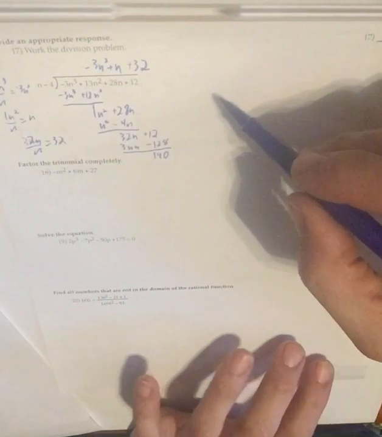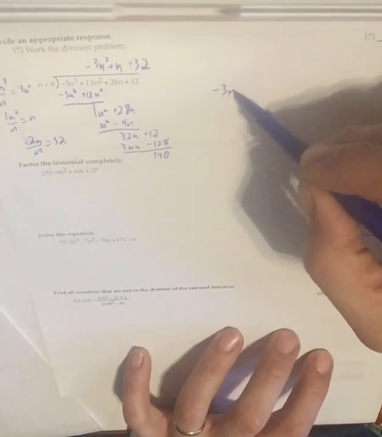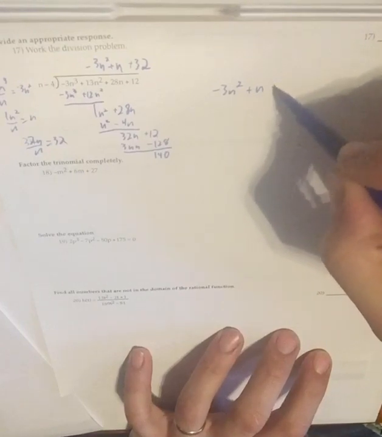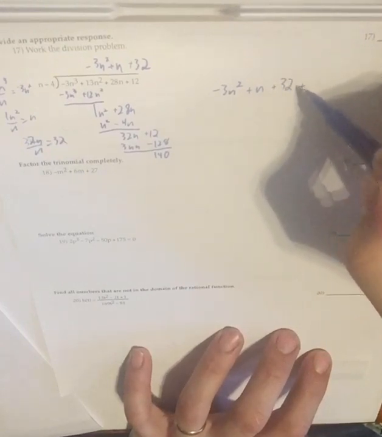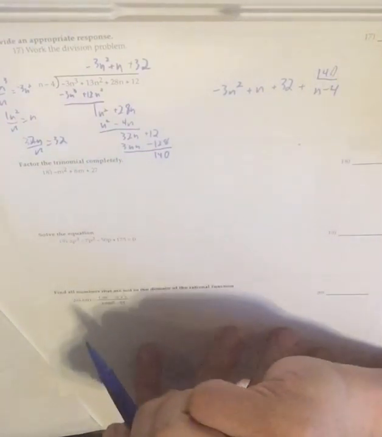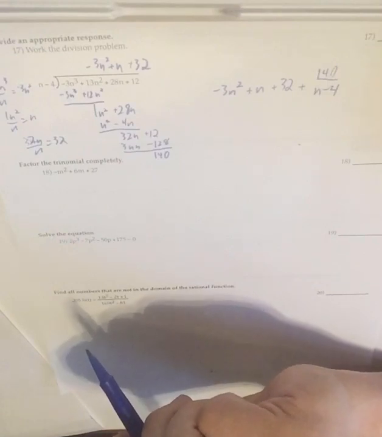So the answer to this thing would be my quotient that I've got, negative 3n squared plus n plus 32, plus the remainder that I've got over the thing I'm dividing by there, n minus 4. That's the full answer to that one.